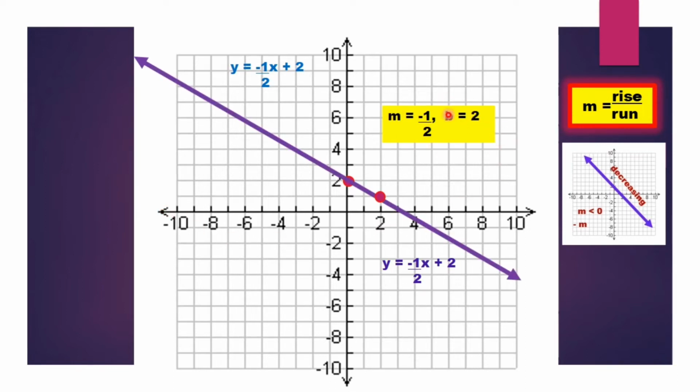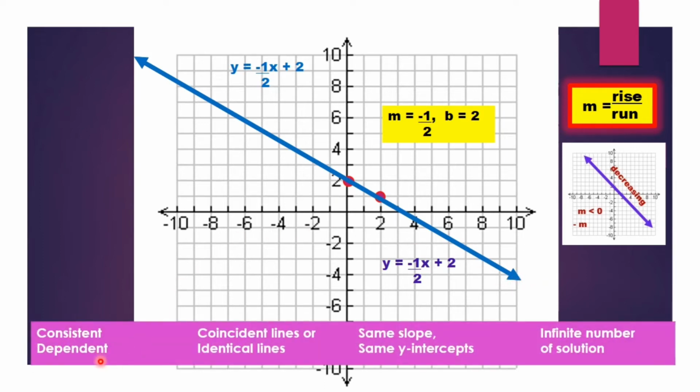Since pareho sila ng slope, yung isang equation ay mag-overlap lang dito. So, ang tawag sa system na yan ay consistent dependent kasi nag-coincident line sila or sila ay identical lines. May pareho silang slope at parehong y-intercepts. At infinite number of solutions sila. Kasi itong mga nandito, yung mga points dito ay mga solution ng mga equations na ito.